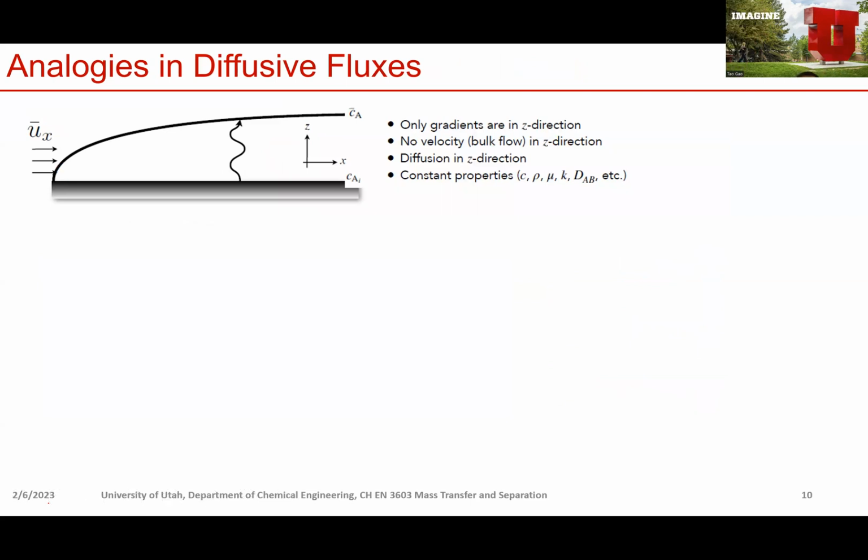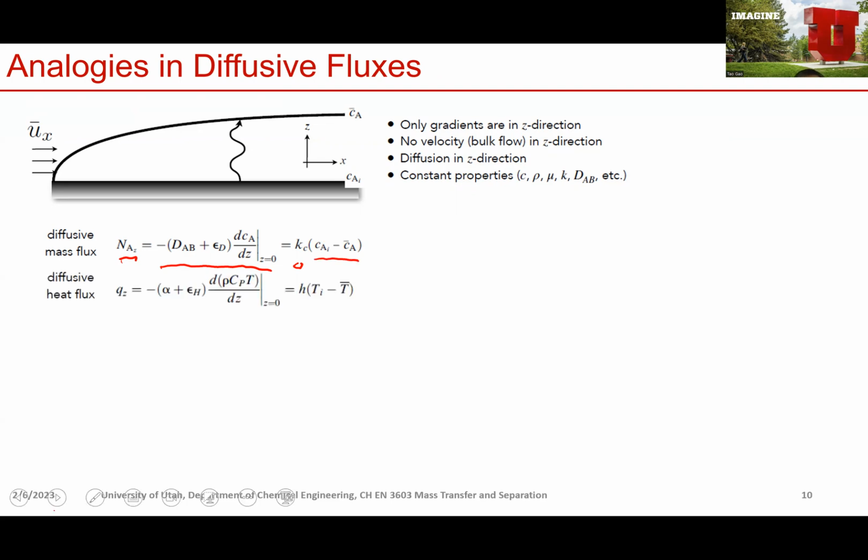People study analogies between these three diffusive fluxes. So we have diffusive mass flux. Again here, NA refers to the diffusive mass flux, because there's no z component velocity. It can be described by this modified Fick's law functional form. And now if we introduce the mass transfer coefficient, it can be computed by multiplying the mass transfer coefficient with the concentration difference. Similarly, we can do the same for diffusive heat flux and diffusive momentum flux.